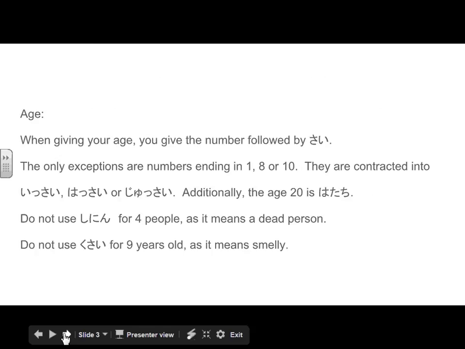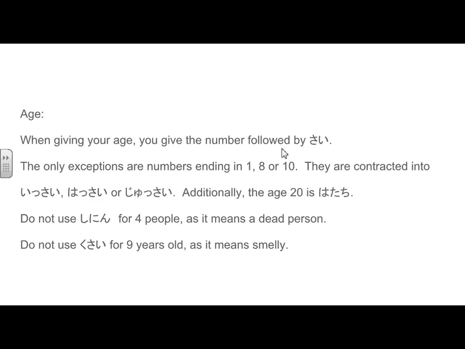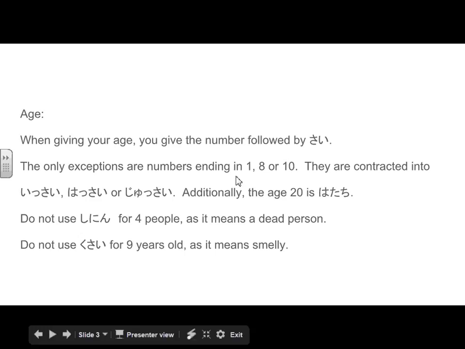A few things about this. Don't say shinin for 4 people, because that means a dead person. Additionally, when giving your age, you give the number followed by sai. This is pretty straightforward, except if your age ends in a 1, 8, or a 10. Instead, that will be contracted into isai, hasai, or jusai.